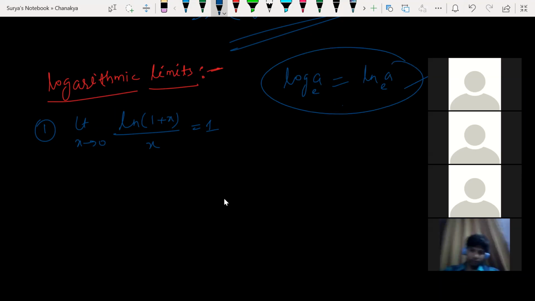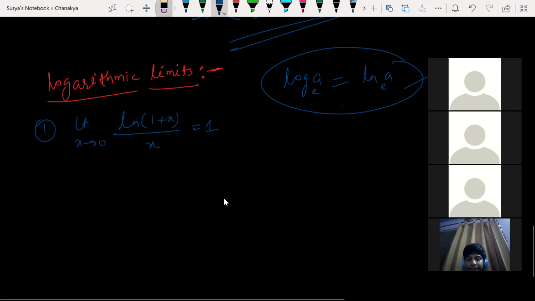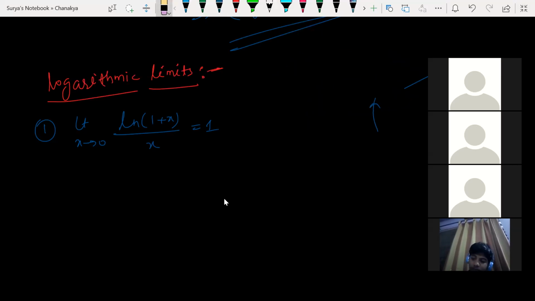Ln means log only. Alright. Ln a is equal to log a base e. Both are correct only. Clear? If you write log a, this is also correct, without writing e in the base, that is also correct, because log a is equal to ln a. Both are correct. Clear? You understand? So don't get confused.